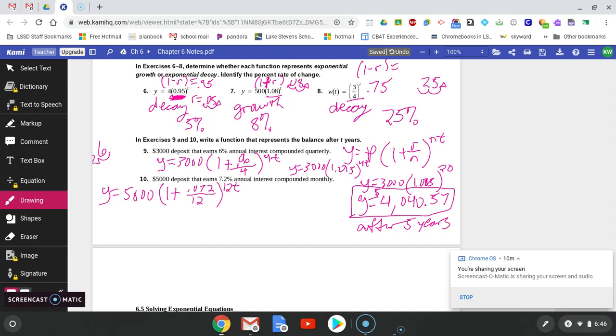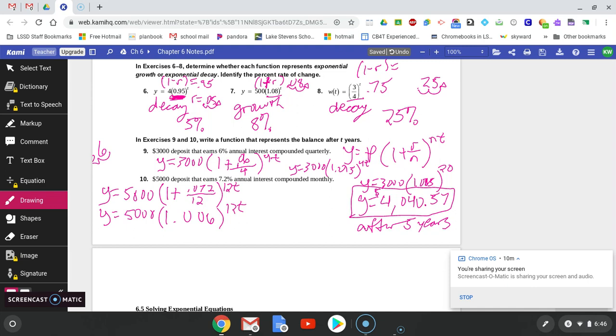So then I could simplify that one again if I wanted to. 5,000, and then when I simplify what's in the parentheses, if I do 0.072 divided by 12 and then add 1 to it, it's actually 1.006 to the 12t. And then again, I could tell you how many years, and you could plug that in for t and figure out how much money you would have in your account.